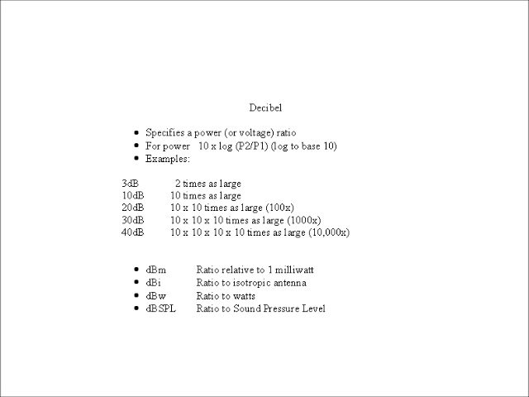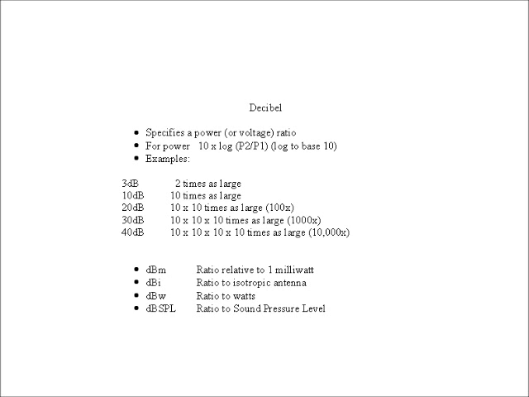dBi is a ratio to what they call an isotropic antenna. Has anybody ever seen an isotropic antenna? There are none. They talk about them all the time, but there are none. It's a fictional device that radiates perfectly equally in all directions. We've never built one. Maybe the sun. The sun probably is isotropic.